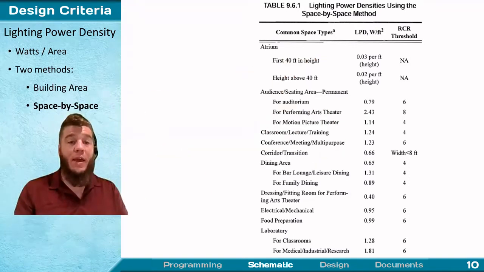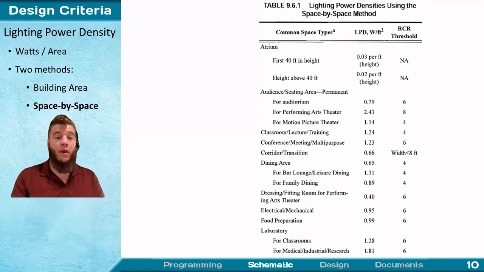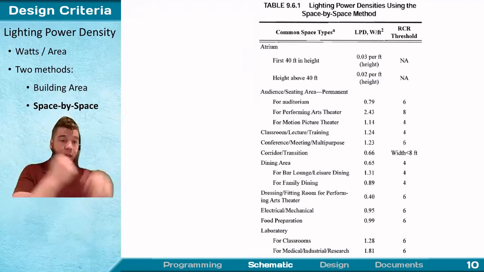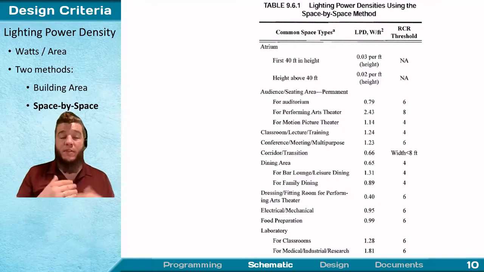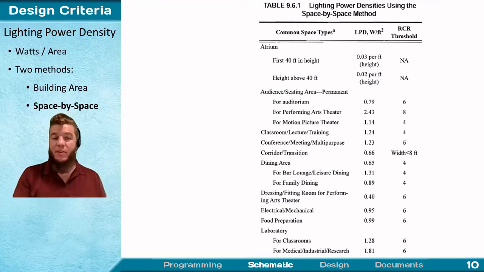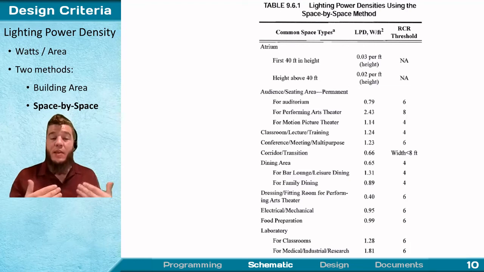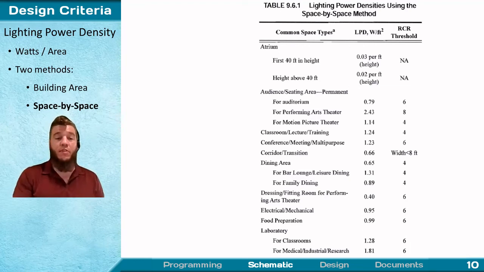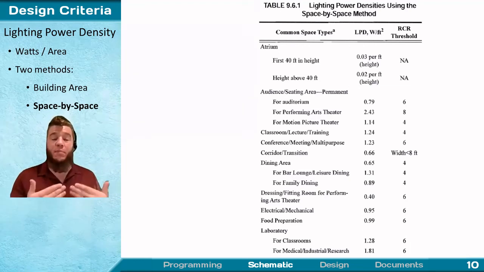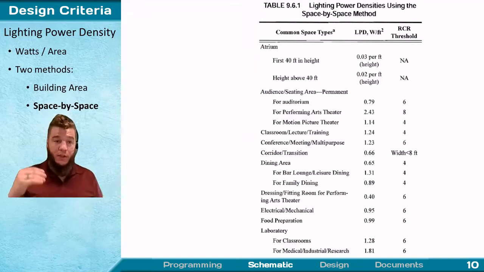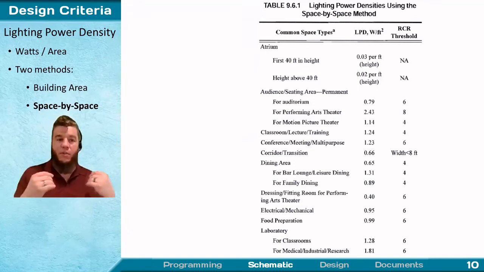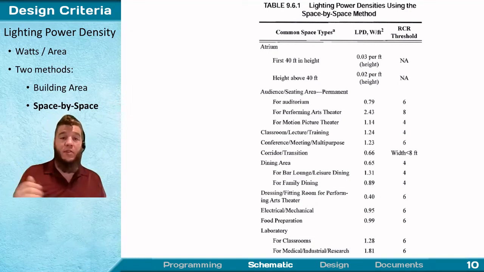Now, there are two methods that are used for compliance within ASHRAE 90.1. That's the building area method and the space by space method. They, by and large, lead to very similar outcomes. The space by space method is a little more nuanced. The building area method basically takes the whole square footage of the building and says, this is a hospital or this is a manufacturing facility. Take the whole square footage and you get a wattage for the entire project.